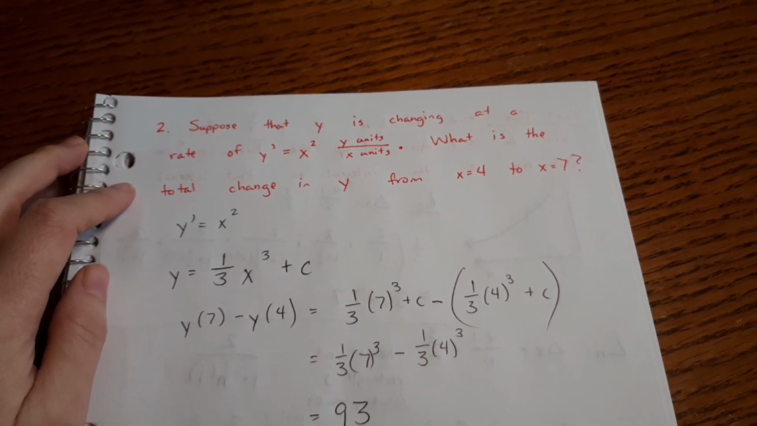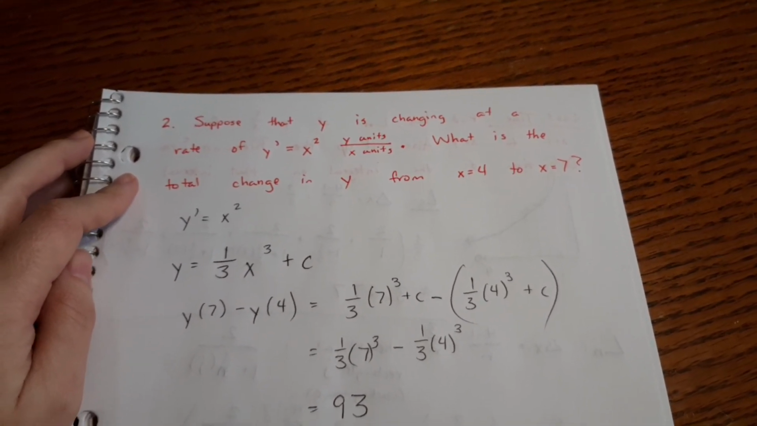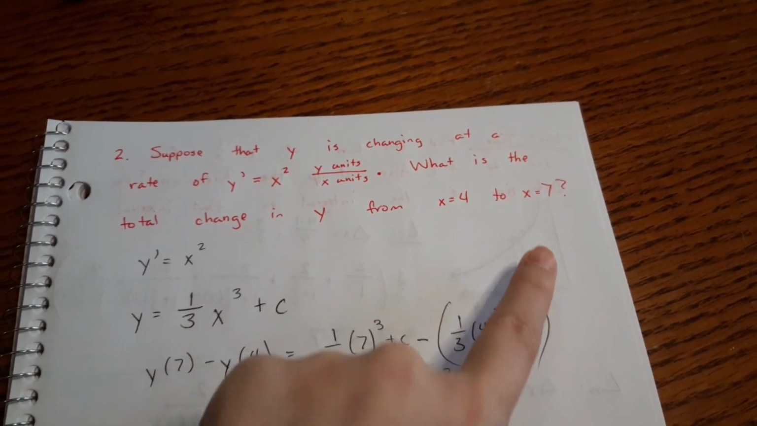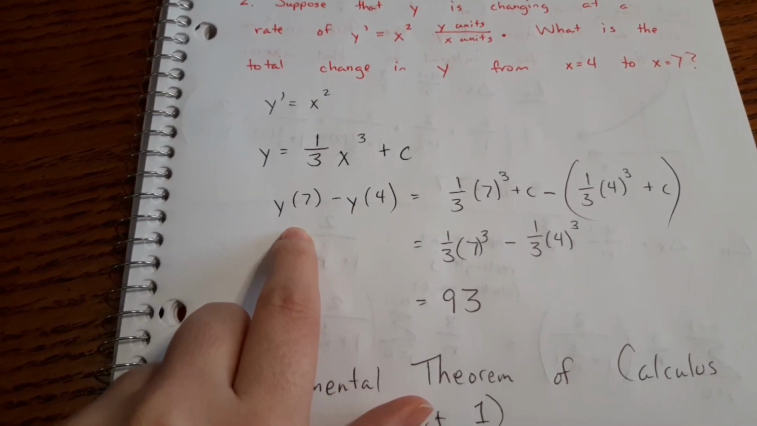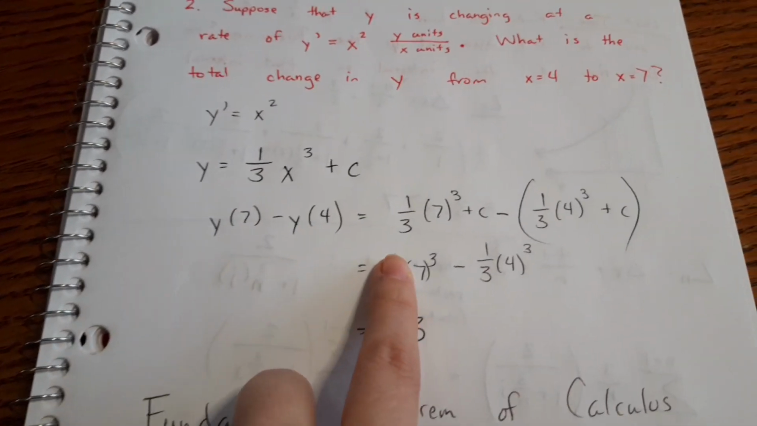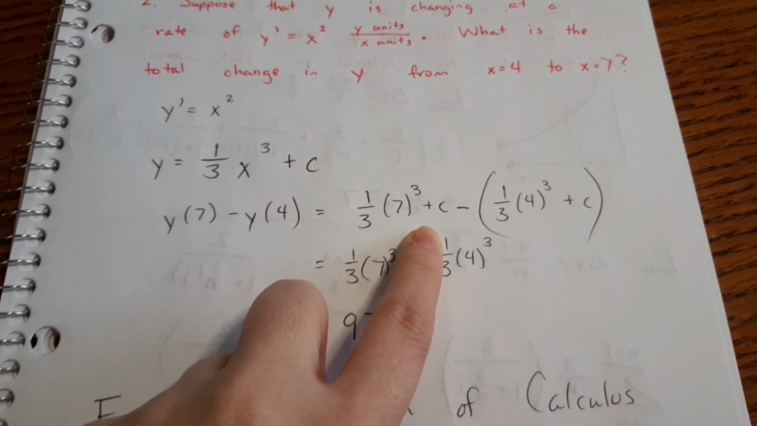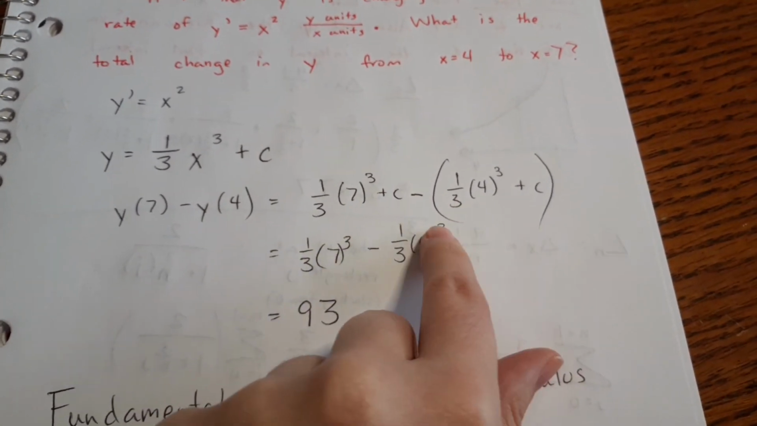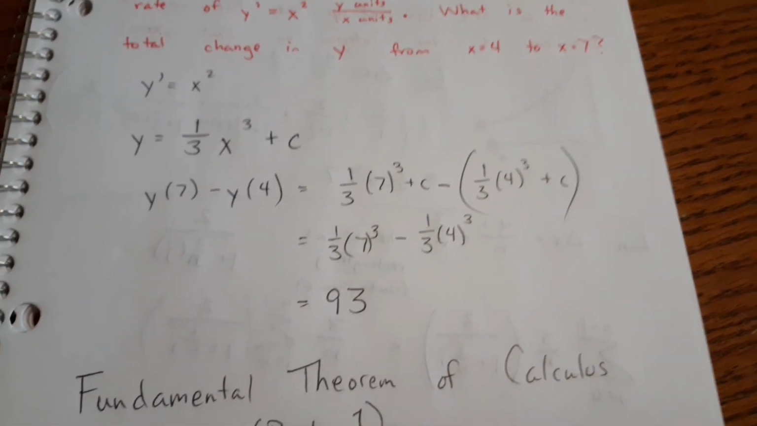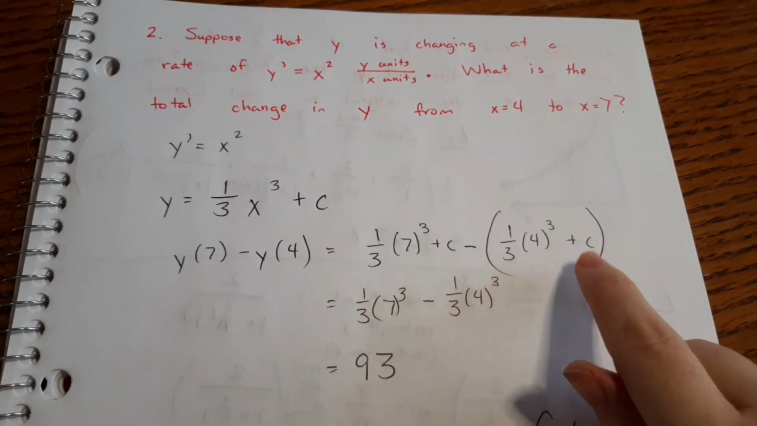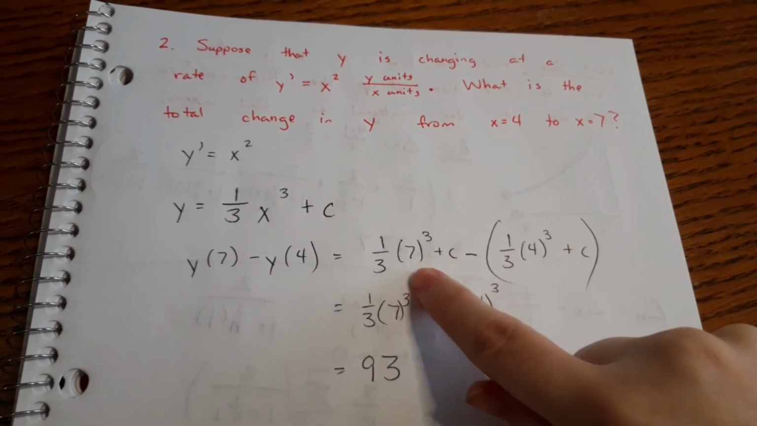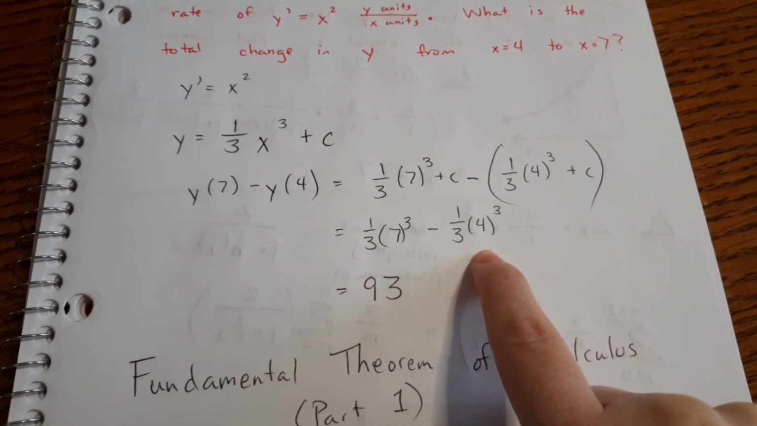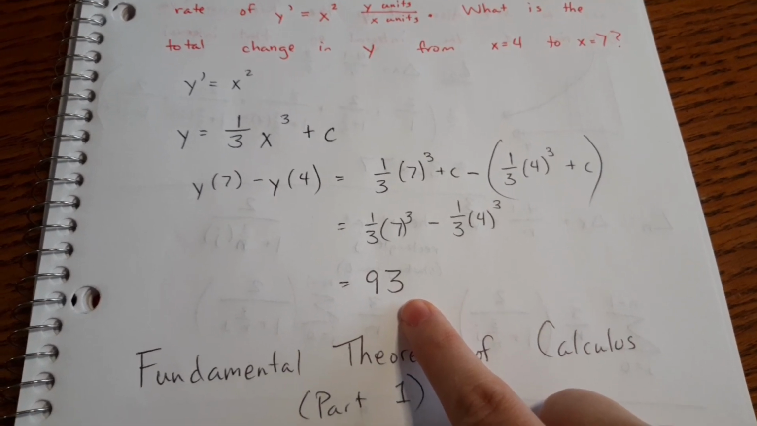But it turns out it doesn't matter because we're looking for the difference from 4 to 7 of y. And so we plug in y of 7 minus y of 4. So that's 1/3 7 cubed plus c minus 1/3 4 cubed plus c. Don't forget the parentheses. And then plus c minus c. So these cancel out. And so you end up with 1/3 7 cubed minus 1/3 4 cubed. And that gives you 93.